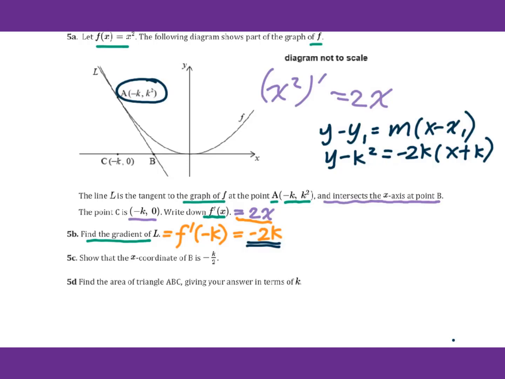Since for B, the y is 0, we plug y equals 0 into this tangent line equation. You will get 0 minus k squared equals negative 2k times x plus k.